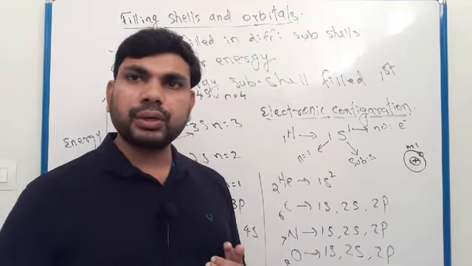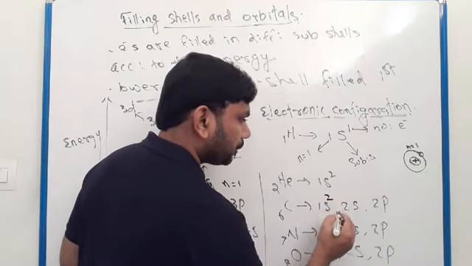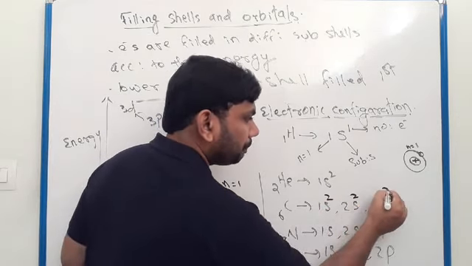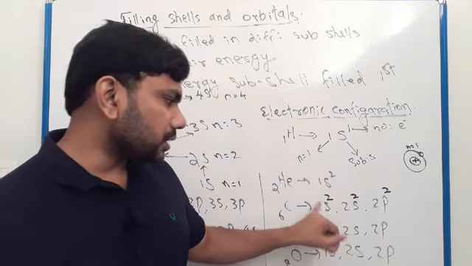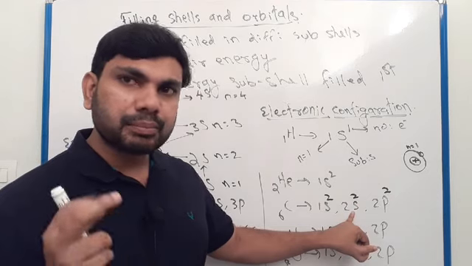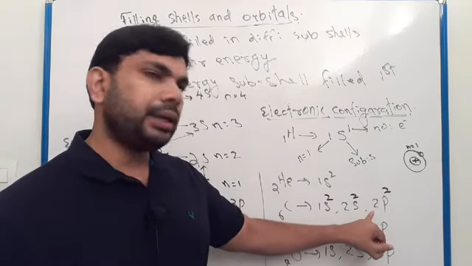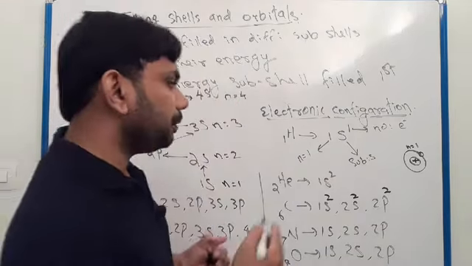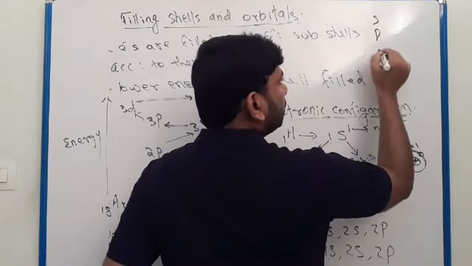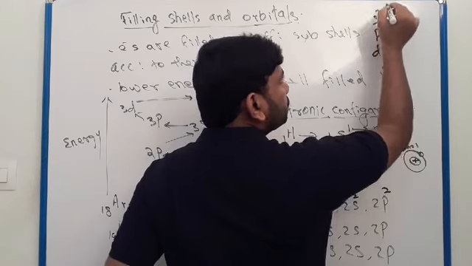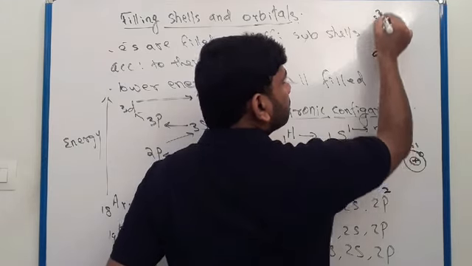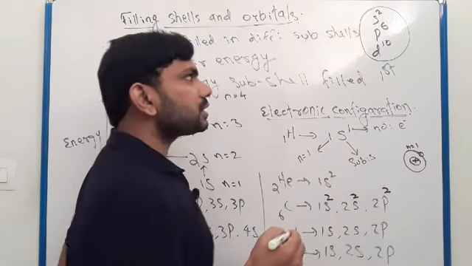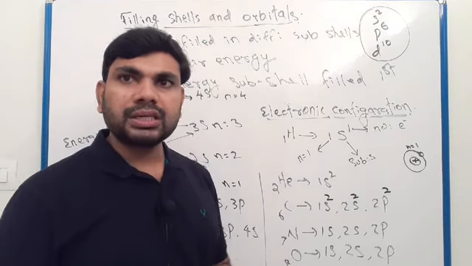To write the configuration of carbon, you write 1s, 2s, 2p. Carbon's atomic number is 6, so there are 6 electrons: 1s2, 2s2, 2p2. The s orbital holds a maximum of 2 electrons, so 1s2 and 2s2. This is 2p. The p orbital can hold a maximum of 6 electrons. I told you before: s, p, d. The s orbital maximum is 2, p orbital 6, d orbital 10. These are the maximum possible electrons in each orbital or subshell.